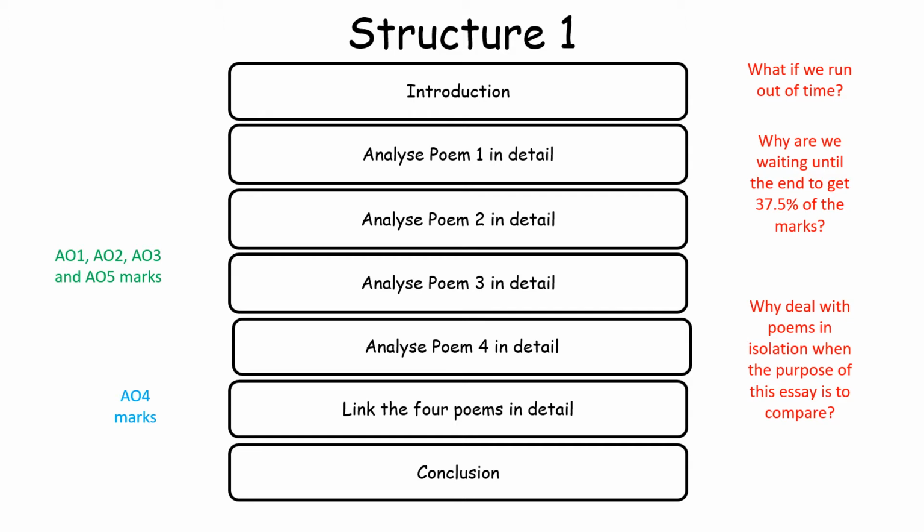of those AO4 marks. And why would we wait until the end of an essay to get 37.5% of our marks? It's the biggest AO. We need to foreground those connections and not leave them, not abandon them. And why would we deal with poems in isolation when the whole purpose of this essay is to compare?